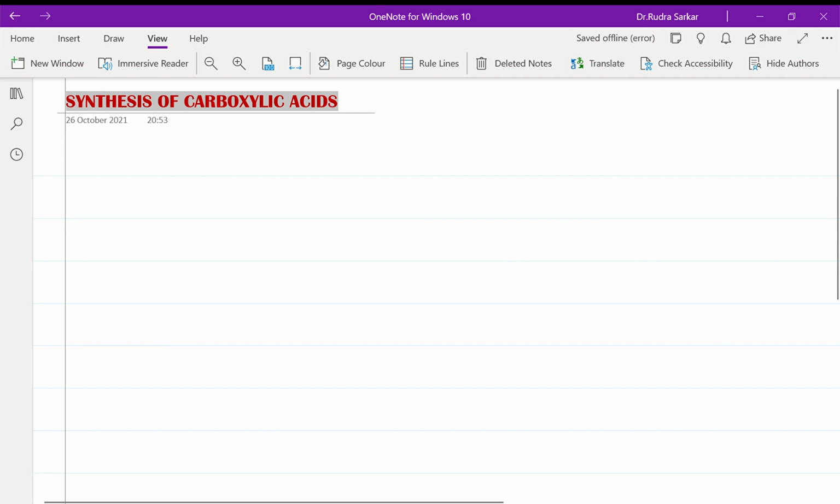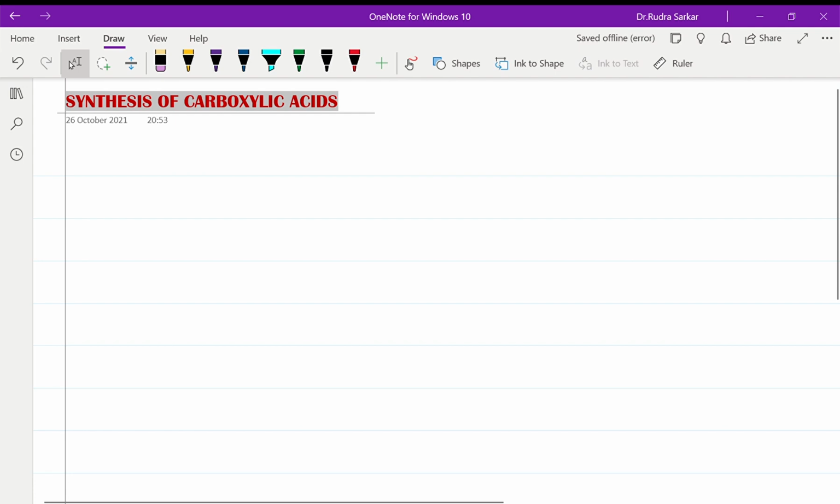In today's lecture, I will be discussing the synthesis of carboxylic acids, and in the following part of the lecture I will discuss the retrosynthetic pathway of carboxylic acids. So over here, suppose this is our carboxylic acid. Question is, what are the starting materials from which this acid can be formed?